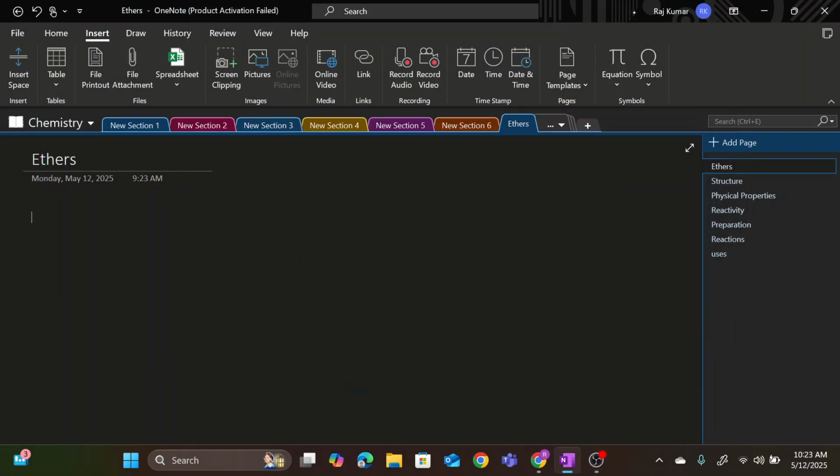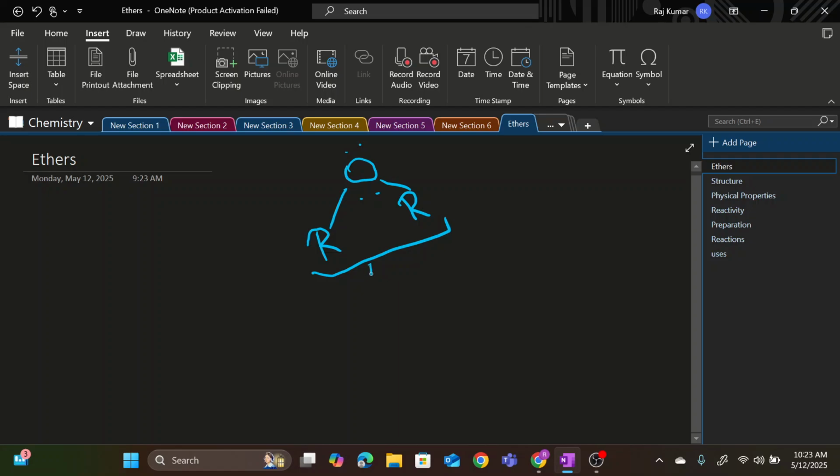Ethers are basically part of the class of oxygen compounds where we have one oxygen bonded to two alkyl groups. This is ether. If you look into the history, it was first obtained by the distillation of H2SO4 with ethanol.